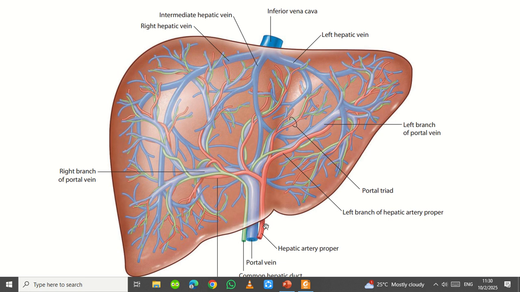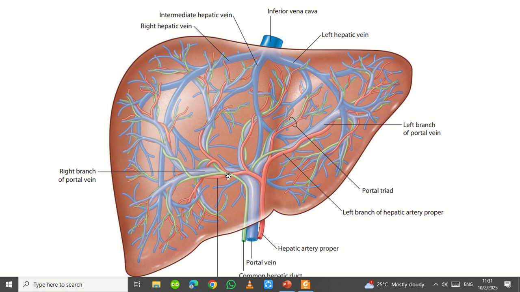So what happens is this: when the portal vein enters, and remember, this portal vein is formed behind the neck of the pancreas at the transpyloric plane by the combination of the splenic vein and the superior mesenteric vein. So the portal vein enters the hepatoduodenal ligament, and then it enters the porta hepatis, right? Inside the porta hepatis, it will start to divide itself.